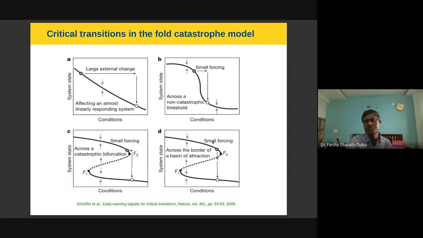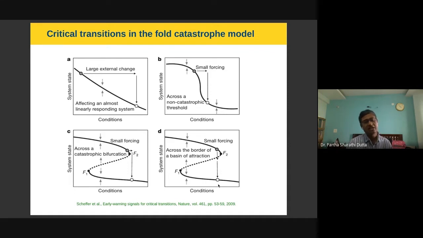But let's say there is an amount of noise present in the system. And let us just go to figure D. So when an amount of noise is present in the system, it is possible, though we have not crossed the tipping point F2, that still an amount of perturbation is forcing the system to cross the potential barrier, which is the unstable line, and the system suddenly tips to the alternative steady state.